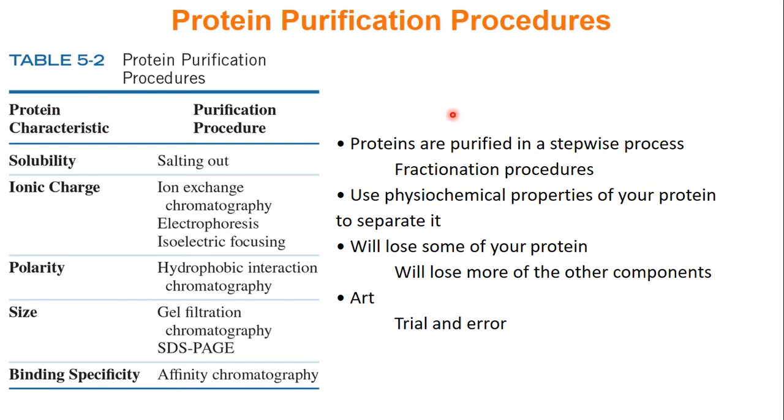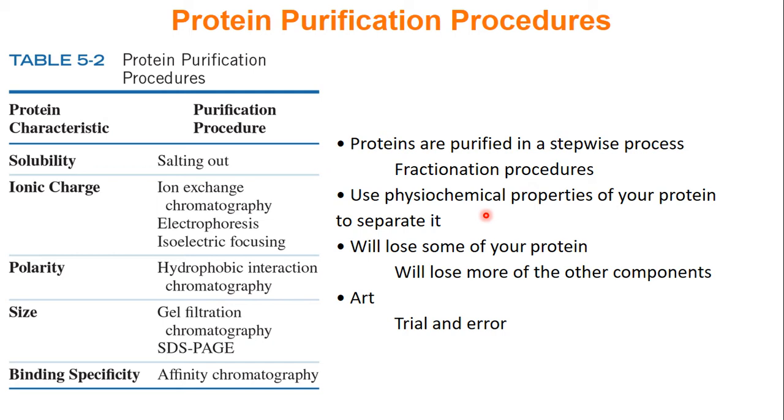Now, when you want to purify protein from a crude extract, you usually do it in a stepwise process. We call it a fractionation process. You're fractionating your crude extract, basically. And you're using physicochemical properties of your protein to separate it, such as your protein's solubility, its overall charge, its overall polarity, its size, or its binding specificity. These are physicochemical properties. And note, when you're purifying a protein, you will lose some of your protein, and that's accepted. There's nothing you can really do about it.